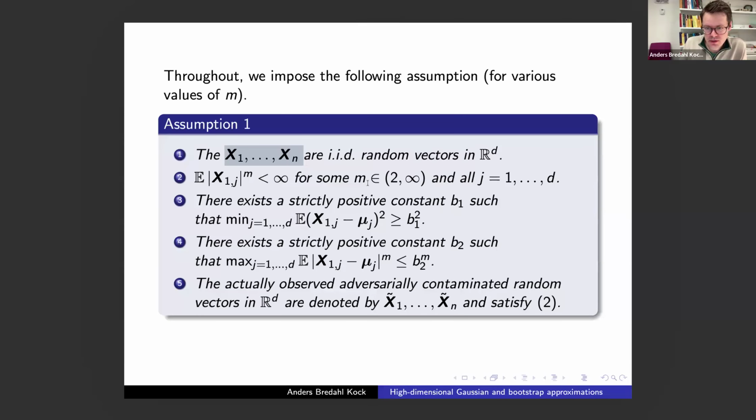Good. So in a nutshell, what we're saying is: IID data, variance is bounded from below, centered mth moment bounded from above, and only a fraction of at most eta of the observations have been contaminated.